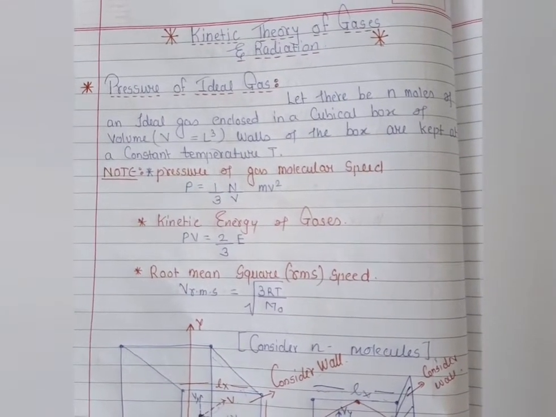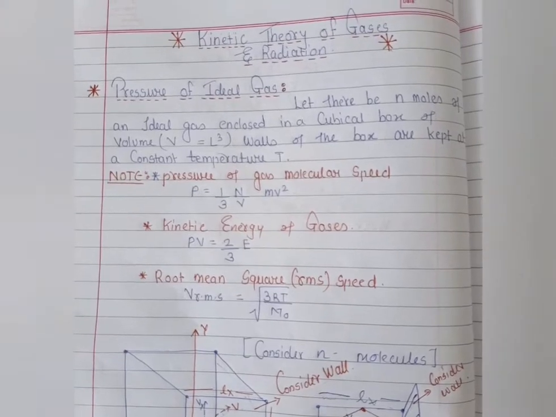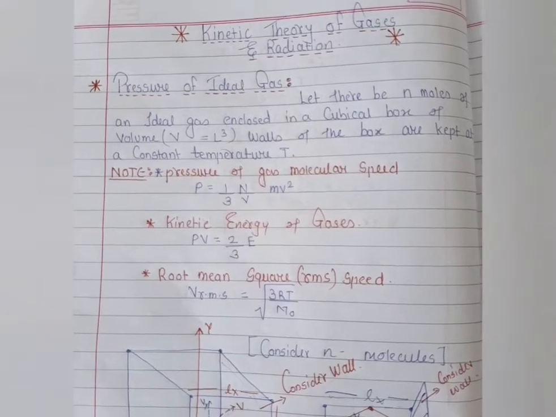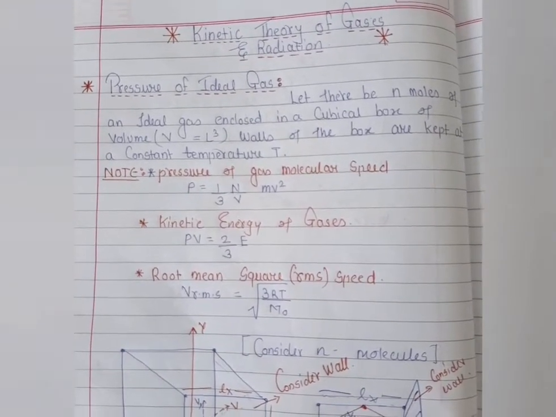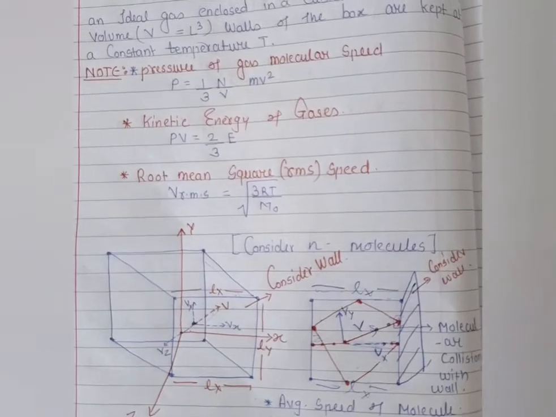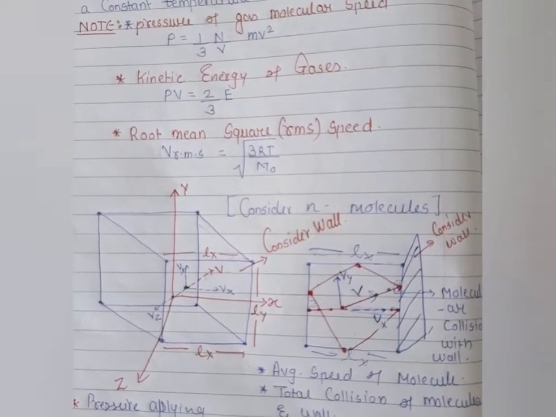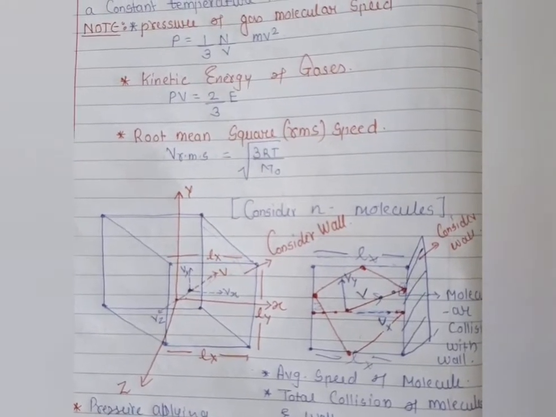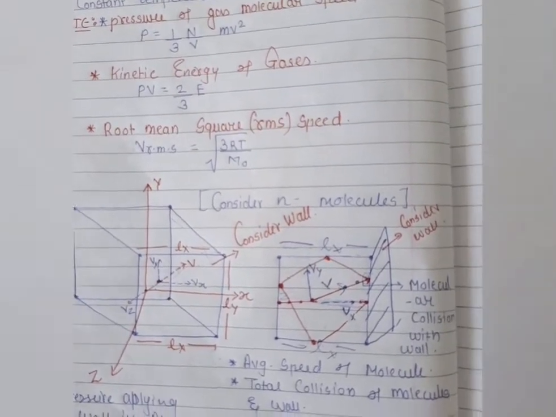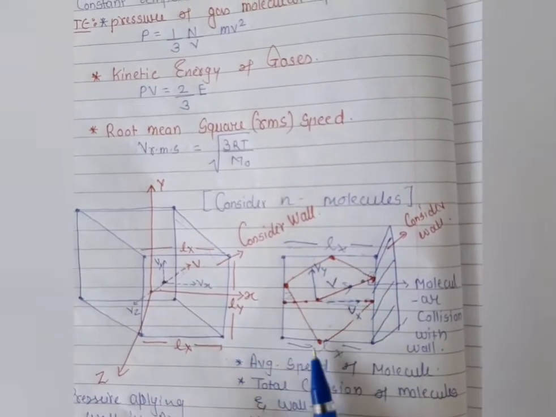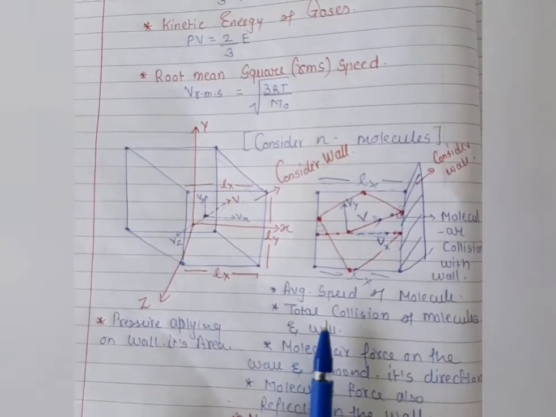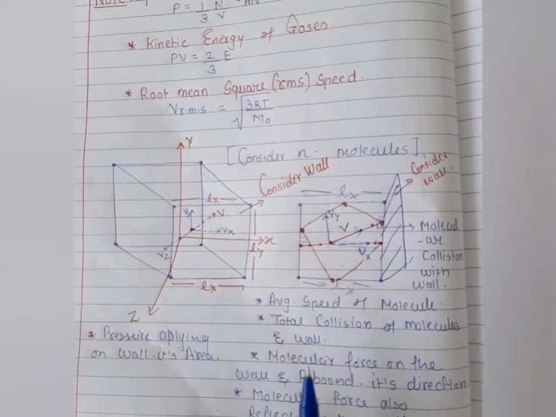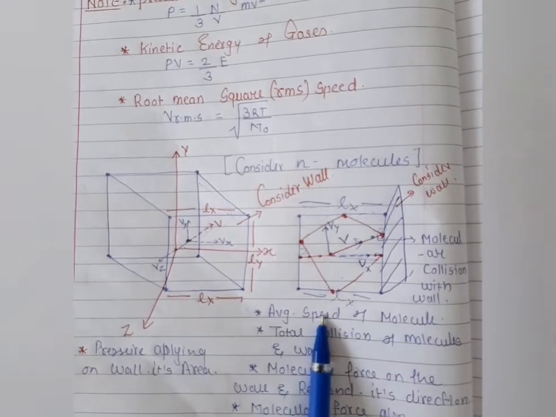As you know very well, in this condition we take n molecules enclosed in a cubical box of length L, and the temperature is constant. This is the assumption we are taking during this process. The molecules move in random directions, so let's take all directions along the coordinates x, y, z, and the resultant of those directions. Because of the collisions, we get the change of momentum, the pressure, and the rebound force, and we get the average speed.